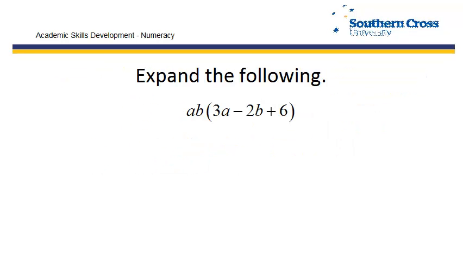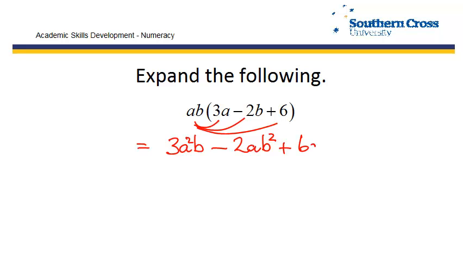Now moving to the next one, the instructions here are just to expand. So that means that everything inside the brackets has to be multiplied by AB. So AB times 3A, well, there's only really one number, which is 3. A times A is A squared and B. Subtract AB times 2B, so there's no other number to multiply to, so it's 2. A and B times B is B squared, plus 6 times AB, which is 6AB.